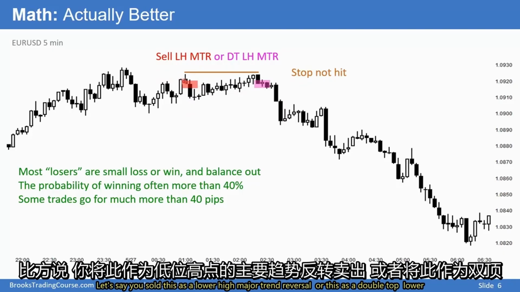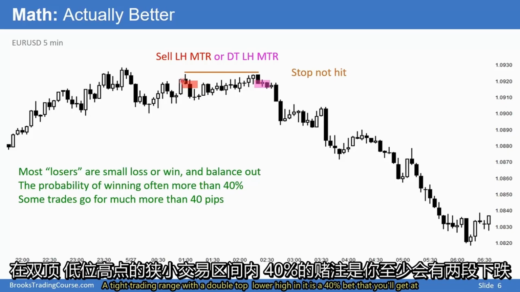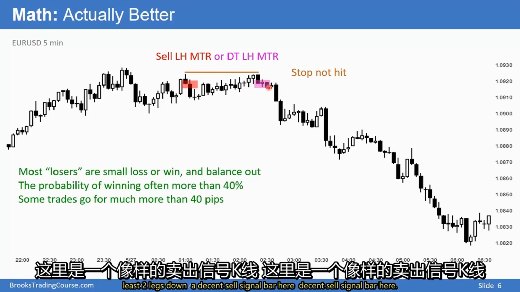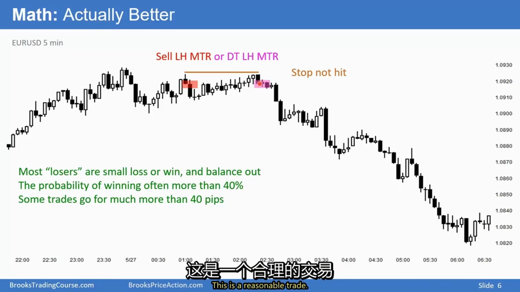Let's say you sold this as a lower high major trend reversal, or this as a double top lower high major trend reversal. A tight trading range with a double top lower high in it is a 40% bet that you'll get at least 2 legs down. A decent sell signal bar here, decent sell signal bar here. This is a reasonable trade.